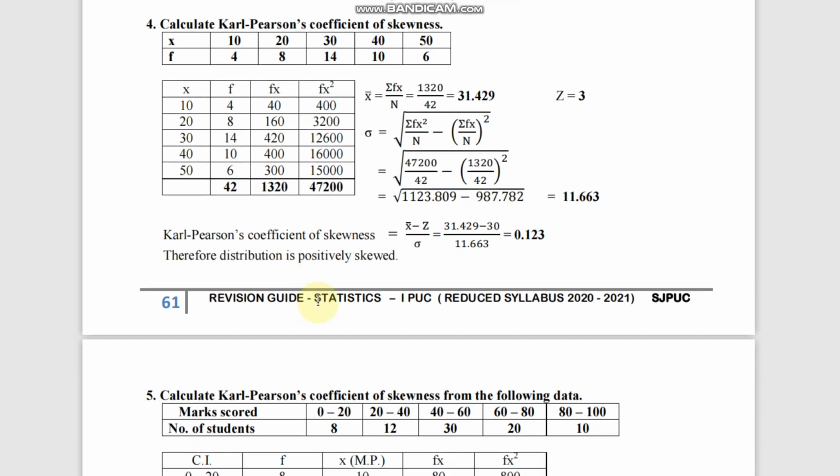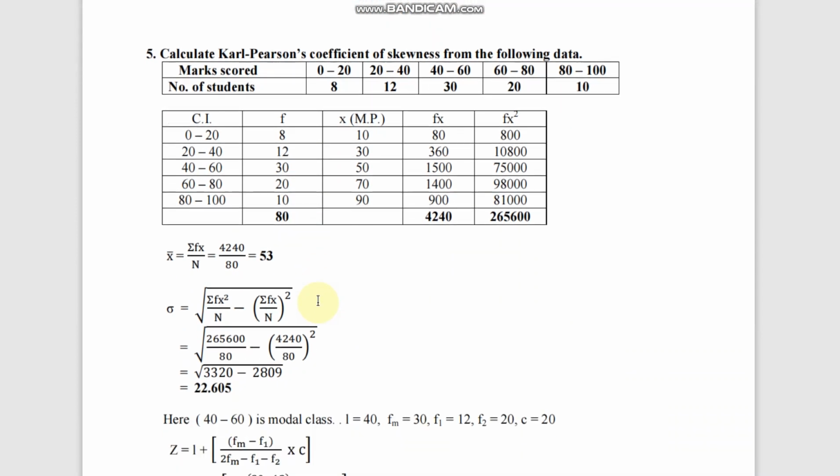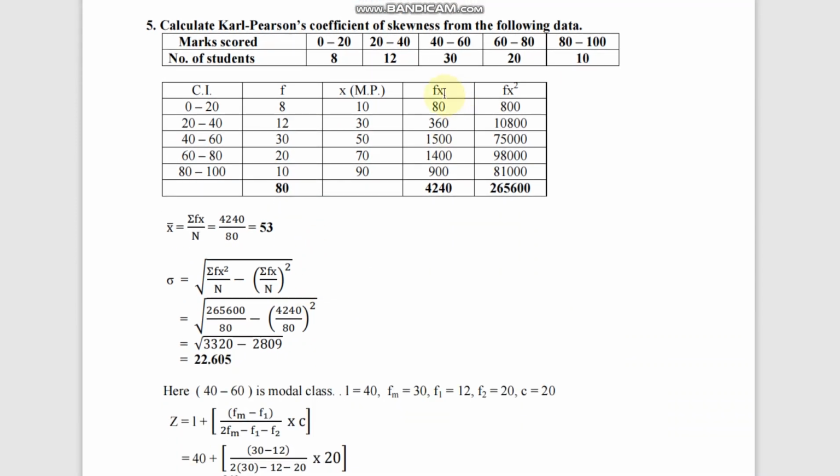Next, let us look at another example of a continuous distribution here. For a continuous distribution, we don't have x values directly, so we take the midpoints here. Again, we have to check whether for a given distribution there is only one highest frequency or multiple highest frequencies. So here we observe that there is only one highest frequency, that is 30. So we can use Karl Pearson's first formula here. First we find the mean. X bar is equal to summation of fx by n, that is 4240 divided by 80, which is 53. Next we find the standard deviation here.